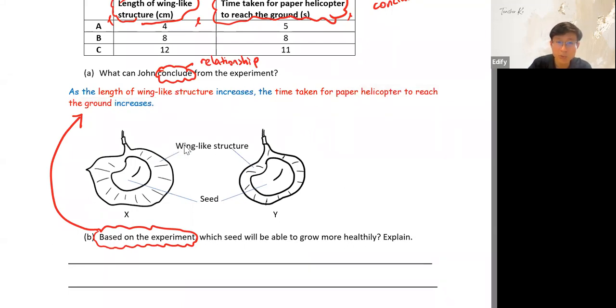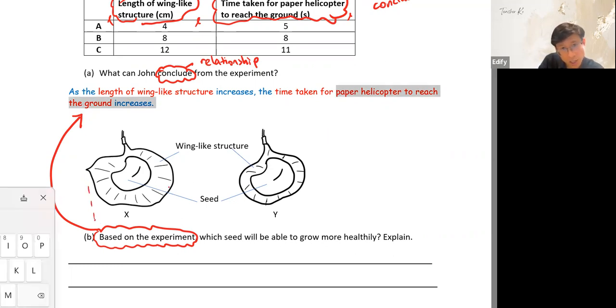So look at this, the wing-like structure, which one has a longer wing-like structure? X has a longer wing-like structure than Y, isn't it? Yeah. So Y has a shorter wing-like structure, X has a longer wing-like structure. So based on the experiment, which one will grow healthier? I will know that it is seed X.